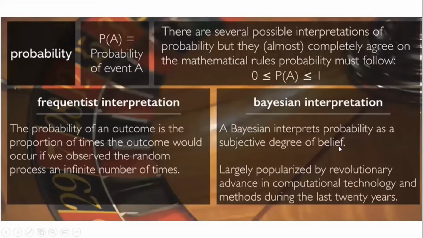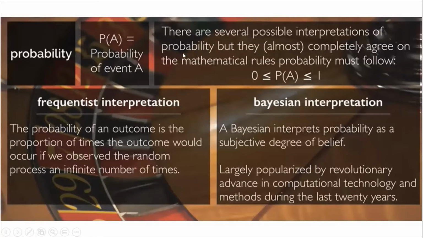Okay, so let's go to probability. What is probability? A little bit of notation: we write P(A). It's the probability of event A happening.